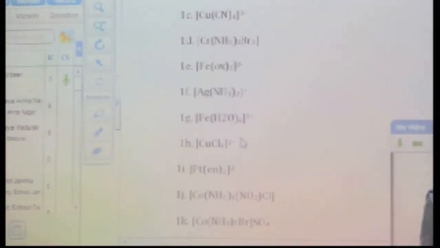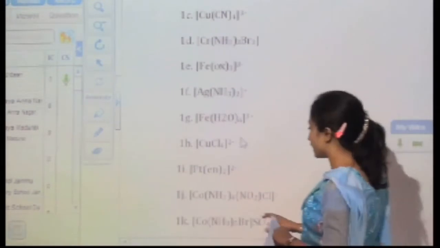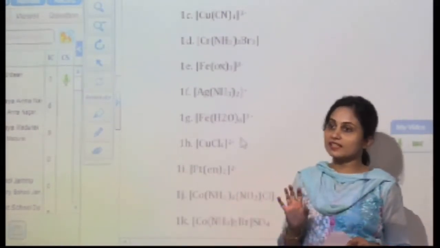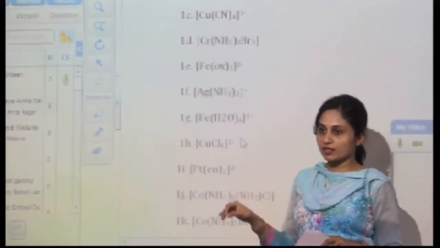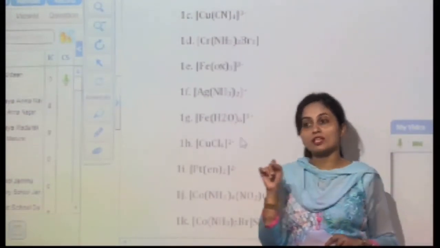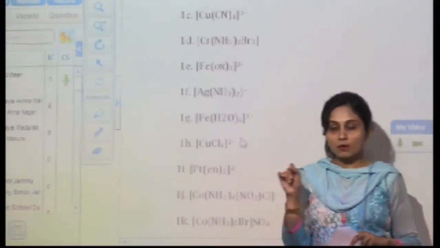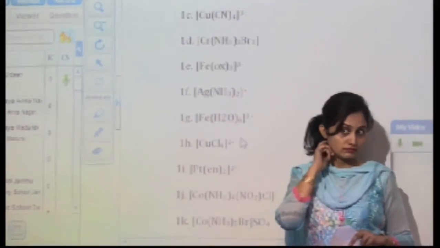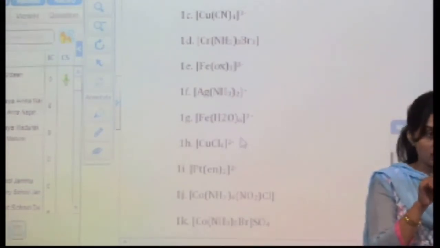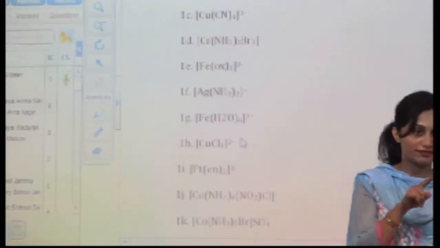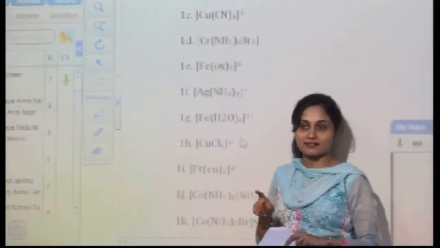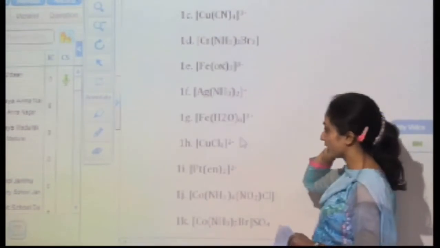There is a question: can we instead of en, which is generally ethylene diamine, NH2 CH2 CH2 NH2. One of the students has asked, can we name it as 1, 2 diamine? No, it will be 1, 2 ethane diamine or ethane 1, 2 diamine. The entire nomenclatural name should be there in brackets, so you have to take care of that. Alright.